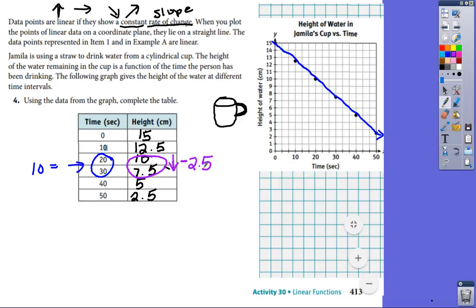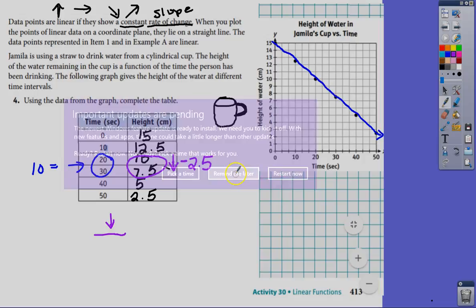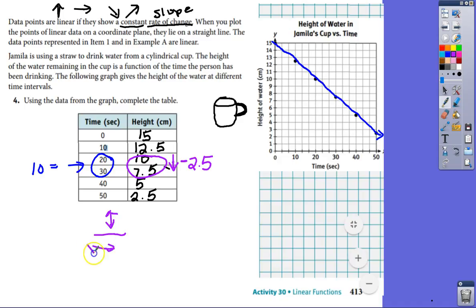Okay, now we're going to plug them into our vertical change over horizontal change. So negative 2.5 over 10. And that reduces to, what does that reduce to? You know what, we're just going to write that as a decimal. Okay, go ahead and try to plug that into your calculator, and I'm going to go get my calculator, and let's see if we can get it first.